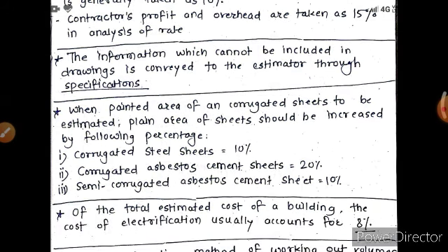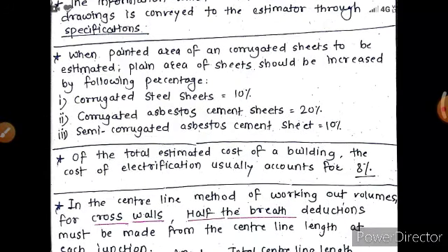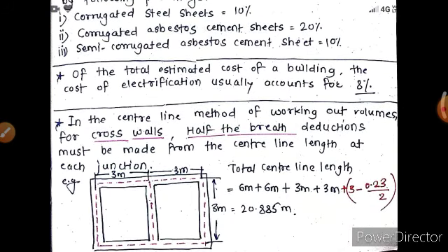Okay. Then the information which cannot be included in the drawings is conveyed to the estimator through specifications. When the painted area of a corrugated sheet is to be estimated, the plain area of the sheet should be increased by the following percentage. For corrugated steel sheets, it is increased by 10%. For corrugated asbestos cement sheets, it is increased by 20%, and for semi-corrugated asbestos cement sheet, it is increased by 10%. Of the total estimated cost of the building, the cost of electrification usually accounts for 8%.